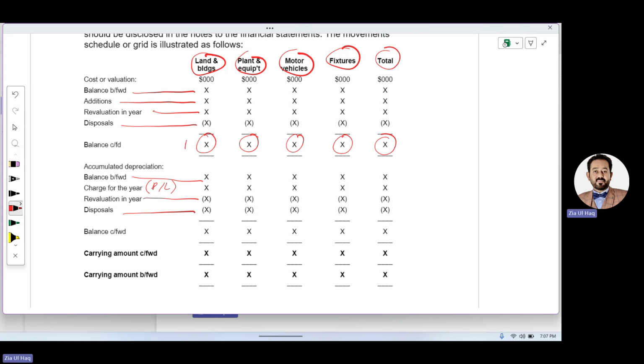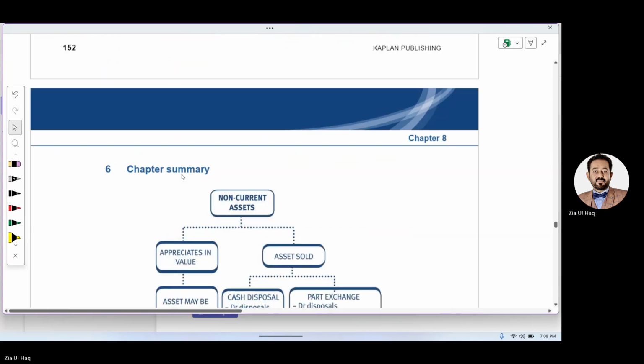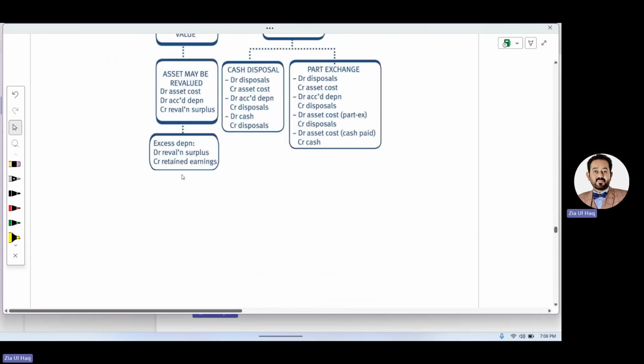And the carrying value: this value A minus this value B, you will calculate this C. A minus B is the carrying value for the current year. And you have to show the carrying value of the previous year as well. So this chapter is completed now.